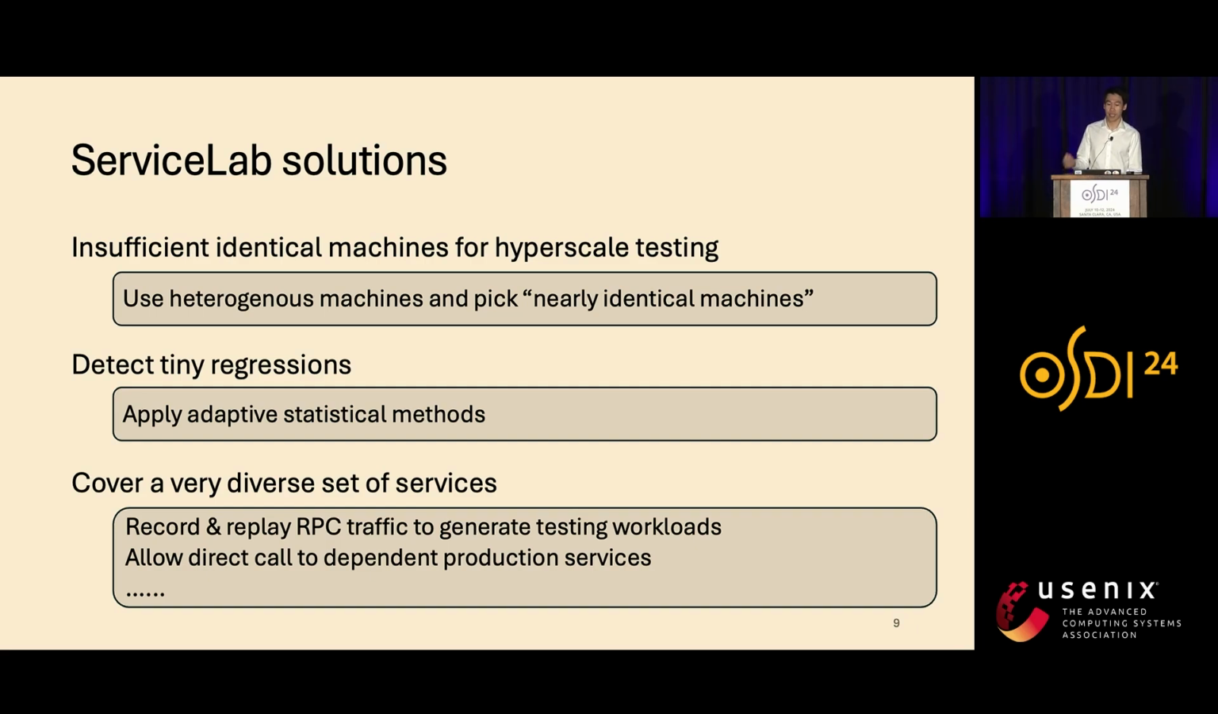Additionally, to detect tiny regressions using non-identical machines, we've applied some new statistical tests to be able to catch small regressions across a diverse set of services. And to cover a very diverse set of services, we've leveraged record and replay of RPC traffic to generate testing workloads, and we allow our test environments to call into their dependent production services. We've also had to develop other techniques to support the long tail of this diverse set of services.